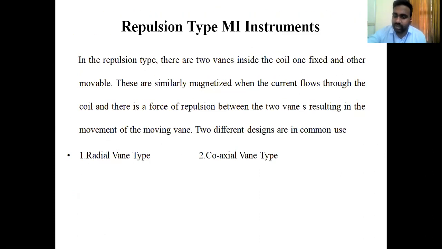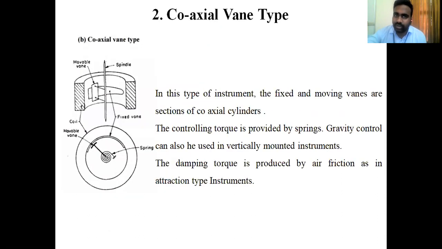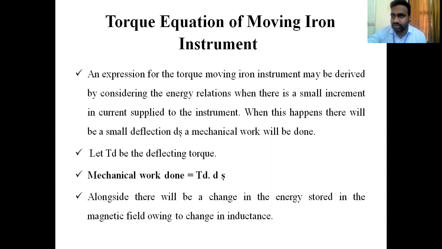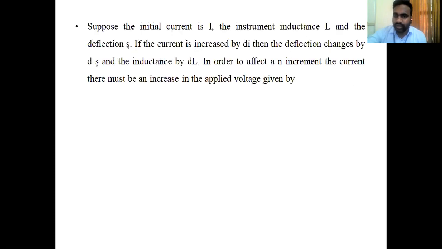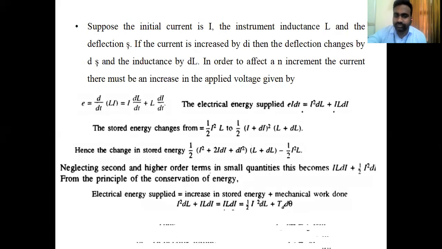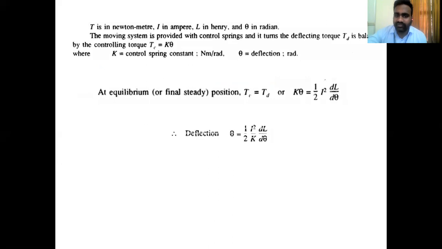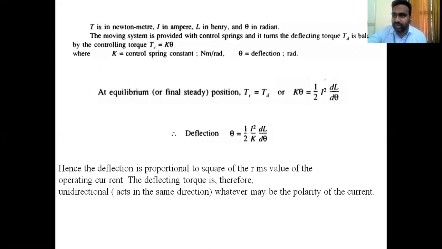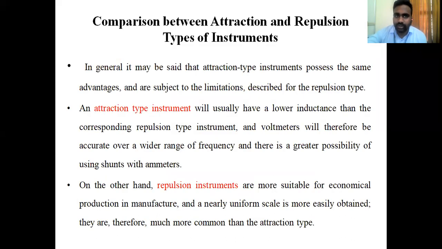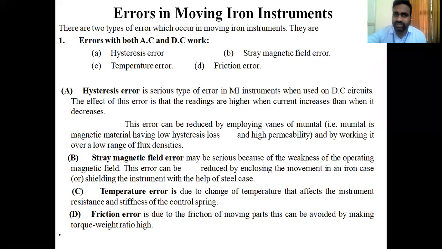In the repulsion type, we classified the radial vane type, and again the coaxial type, and we defined the torque expression. We defined deflection torque and controlling torque, and we also derived the final torque expression and angle of deflection, the relation between theta and I, and the relationship between theta and deflection torque. We have seen the comparison between attraction type and repulsion type MI instruments, and we discussed various errors present in MI instruments in today's class.